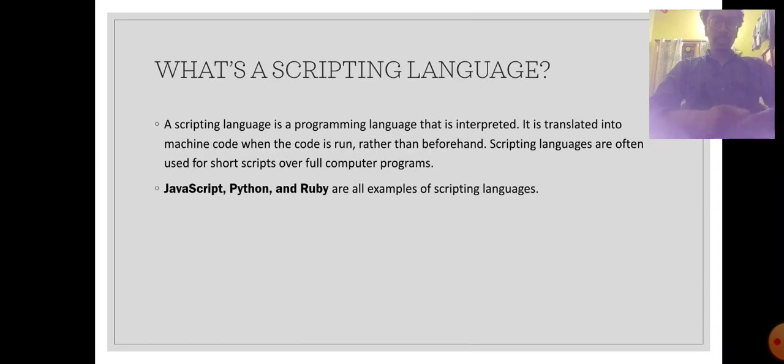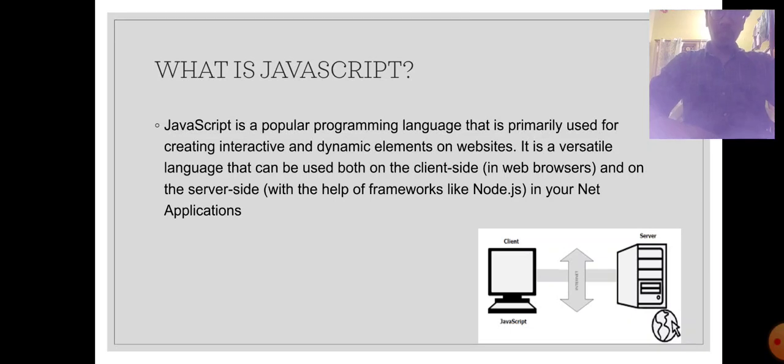So first we'll get to know what a scripting language is. Basically, a scripting language is a programming language that is interpreted; it is translated into machine code when the code is run rather than beforehand. Scripting languages are often used for short scripts or full computer programs. The examples of scripting languages are JavaScript, Python, and Ruby. So you understood what is meant by a scripting language, right? The next thing is we will see what JavaScript is.